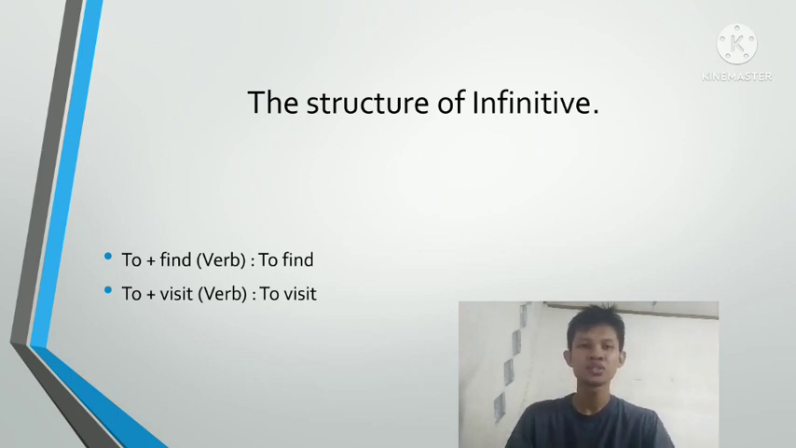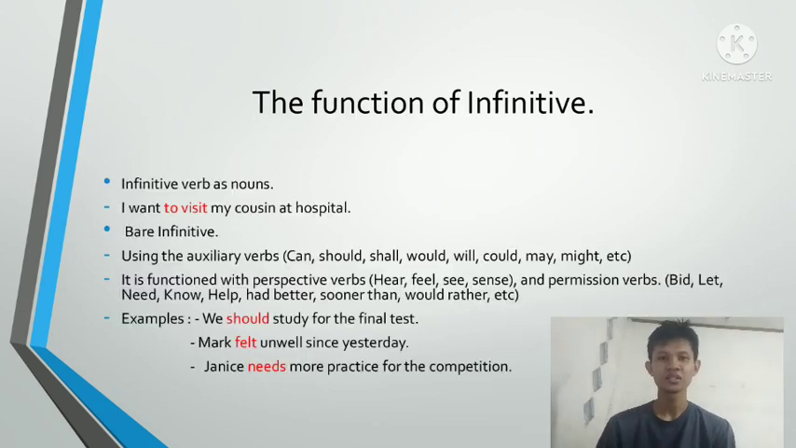So, if the gerund uses verb plus ing and is located after the verb, then the infinitive uses to, which is located before the verb. For example, the word fine is a verb, so we put to before the verb, and the result is to fine. It looks similar to the gerund, which adds ing to form the verb into a noun, but the infinitive adds to to form the verb.